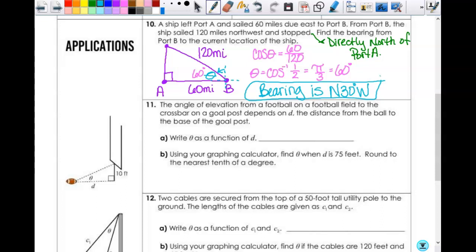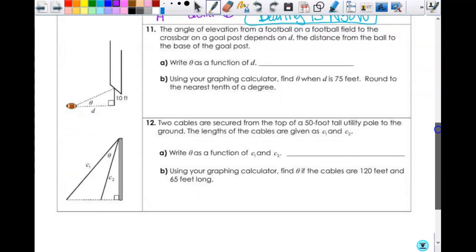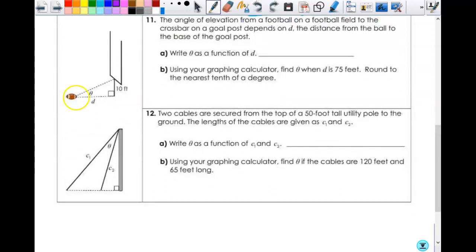Okay, let's look at number 11. The angle of elevation from a football on a football field to the crossbar of a goalpost depends on the distance from the base of the goalpost. Theta is a function of d, which means it has to be theta equals something with this variable in it. If you have a right triangle, you do not need the law of sines and cosines. This is opposite and adjacent, so that is which function? Tangent.